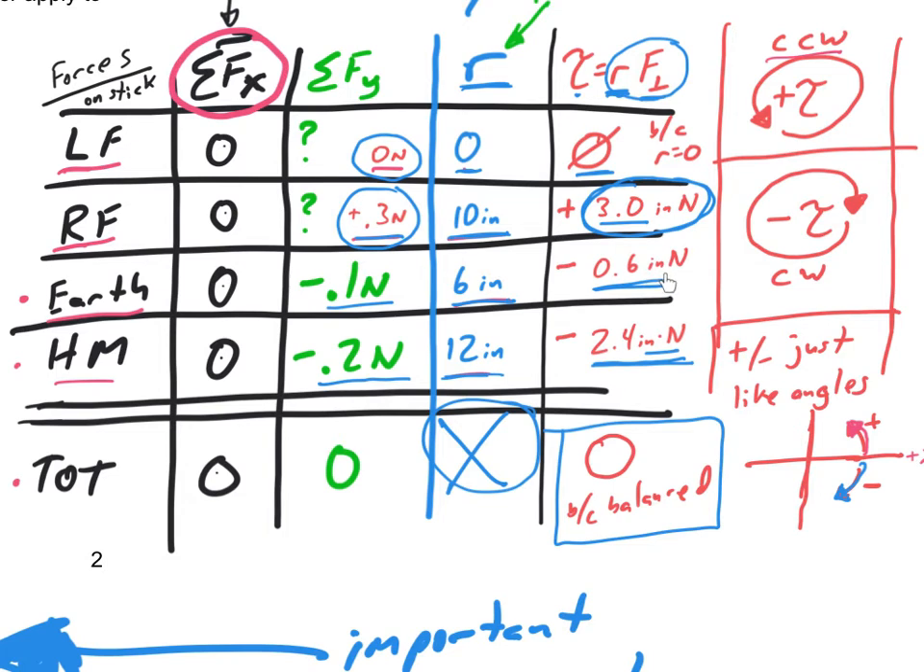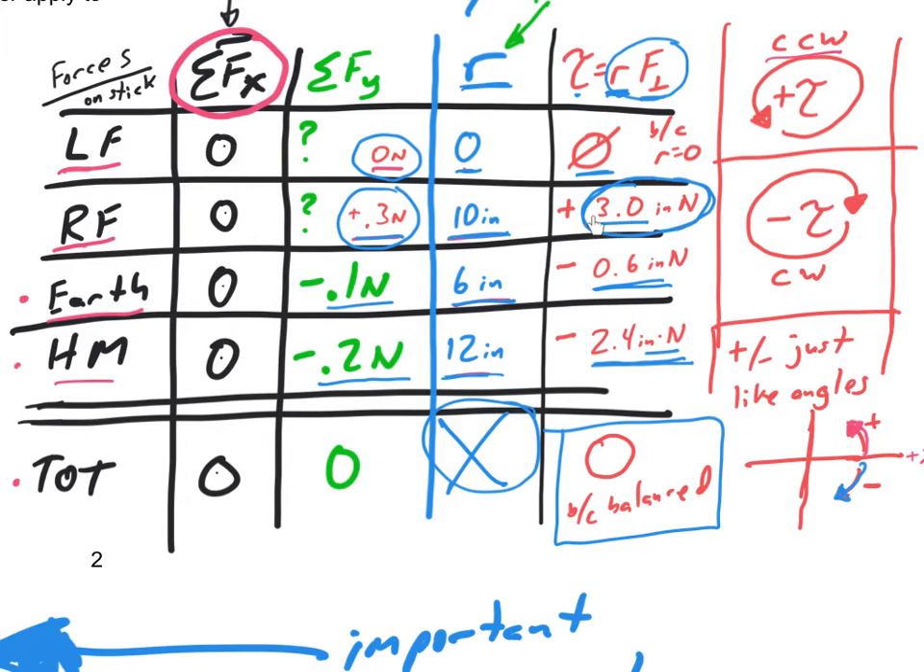Usually for torques we would do meter newtons or newton meters, but the units are going to cancel out in the future, so I didn't see a reason to change units at this time. Similarly, the hanging mass, it's a 0.2 Newton force at 12 inches away, so that'll be 2.4 inch newtons. In order to balance these two so that the total is 0, the right finger must be applying a torque of 3 inch newtons.